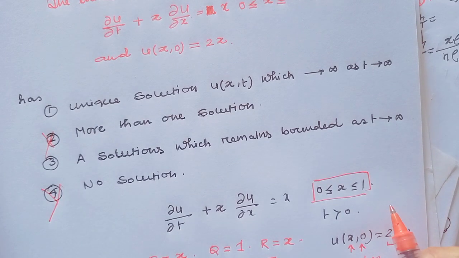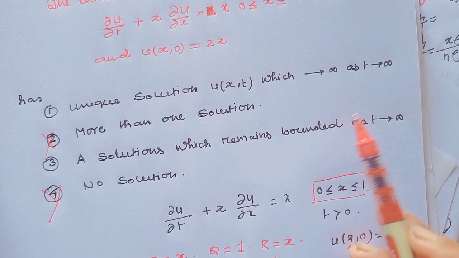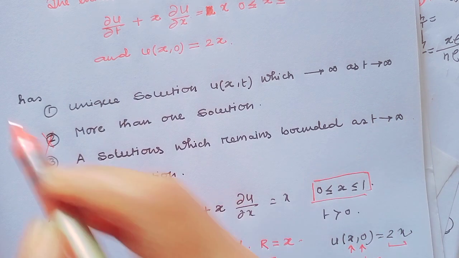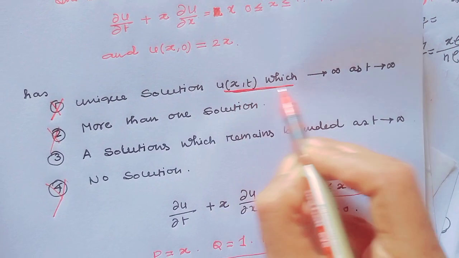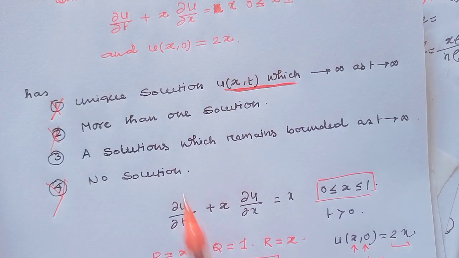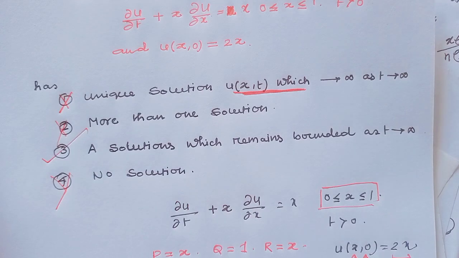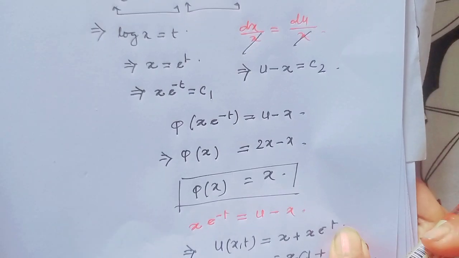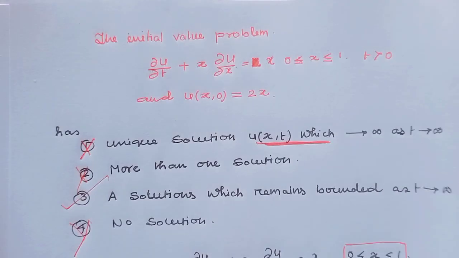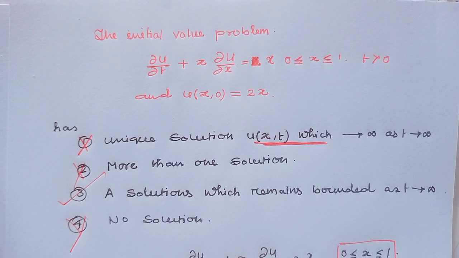So a unique solution which tends to infinity as t tends to infinity is the wrong option, because this u(x, t) will always be bounded. So only option 3 is the right option: a solution which remains bounded as t tends to infinity. I hope all my viewers have understood this question easily. Notice, this type of question is actually very important for any competitive exam.